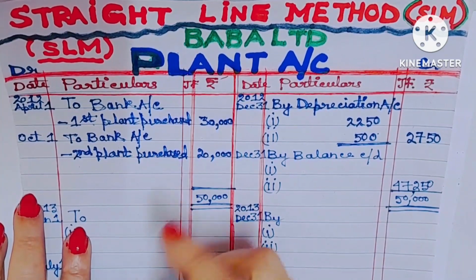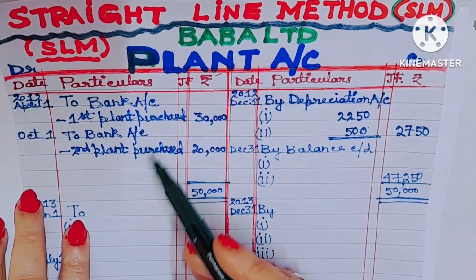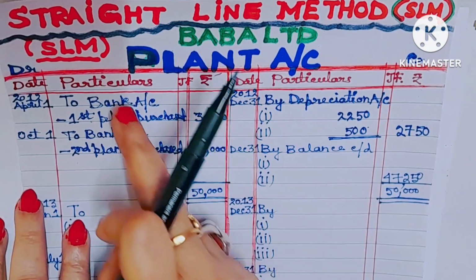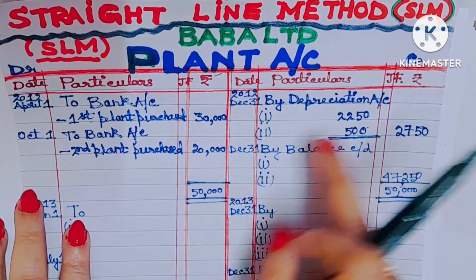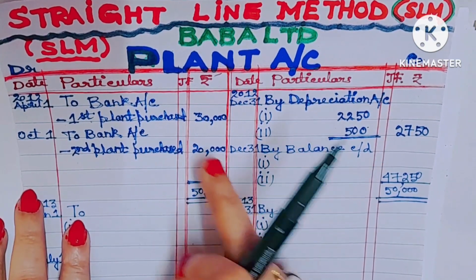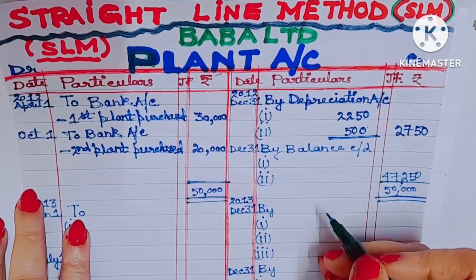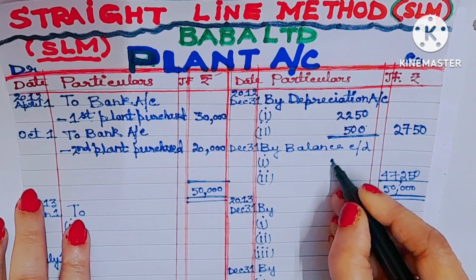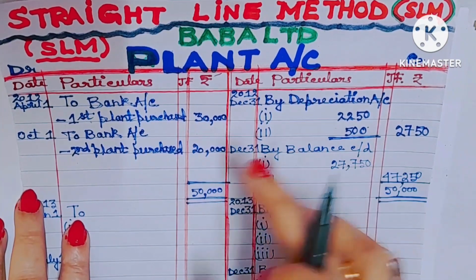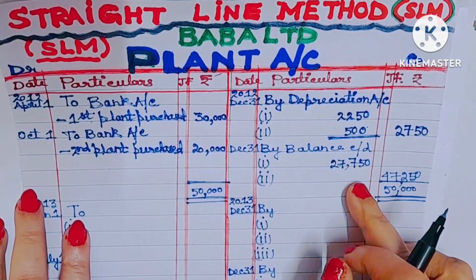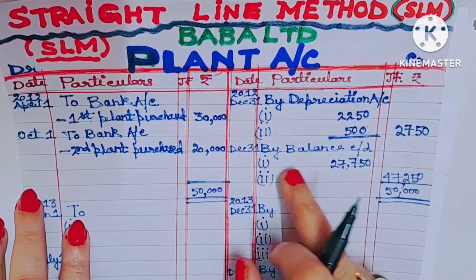So first, how do you calculate the balancing figure of the first plant? Very easy. Balancing figure for the first plant is equal to cost of the first plant minus depreciation of the first plant. That is, 30,000 minus 2,250. That will give you 27,750. This is the balancing figure for the first plant, number 1. See. So you understood? Number 1 is the balancing figure for the first plant.